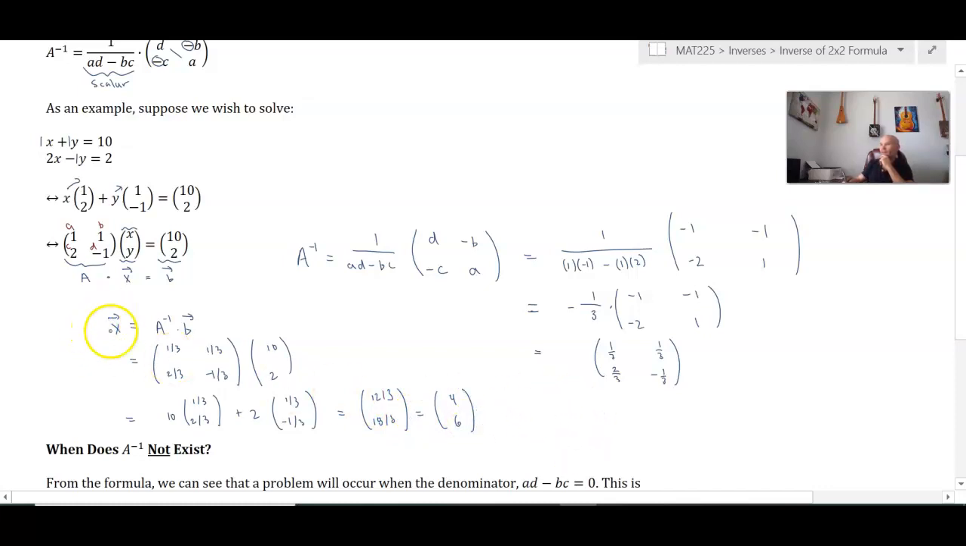So that's our vector x. That's what we've just found. Our vector x is equal to 4, 6. Now 4 is the value of x, 6 is the value of y, and we've just solved the system. And we can just verify 4 plus 6 is indeed 10. 2 times 4 is 8, minus 6 is in fact 2. And so we have found our inverse matrix.